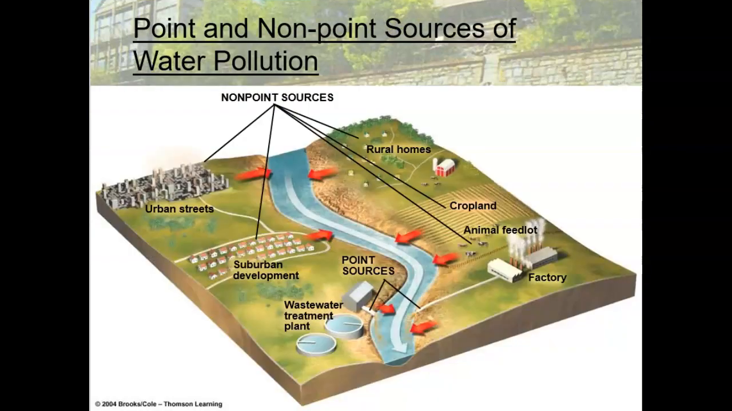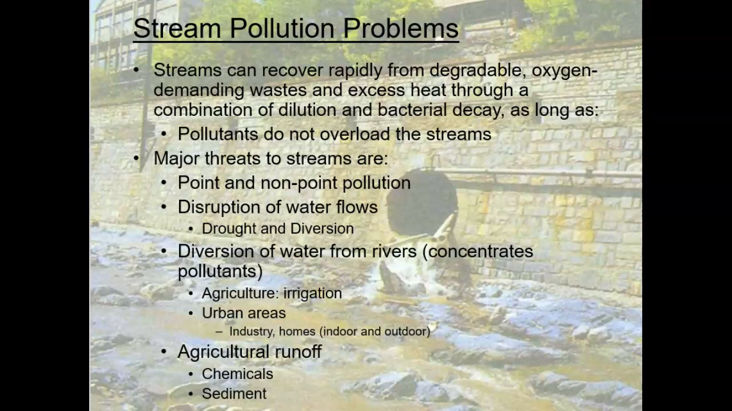So here's a diagram of some of this. You can see there could be some non-point sources that are just running off into a stream, and then point sources are specific, like sewers that lead directly to a stream. So stream water pollution problems are many because of the point and non-point sources that go directly to them. The good thing about streams is that they can recover rapidly because you have so much water moving through, as long as there's lots of water moving through and pollutants don't overload the system.